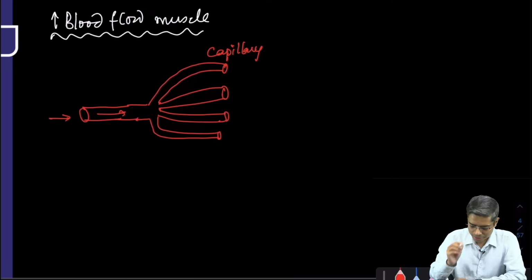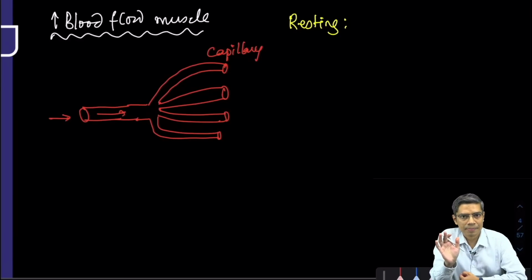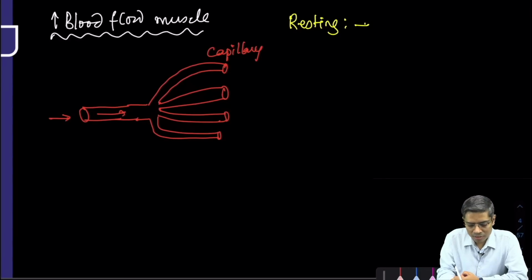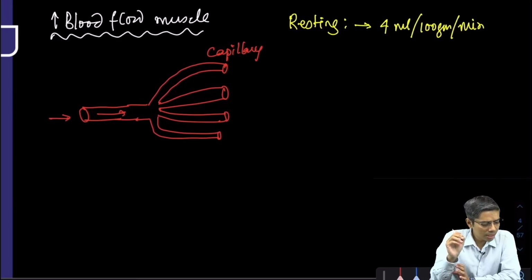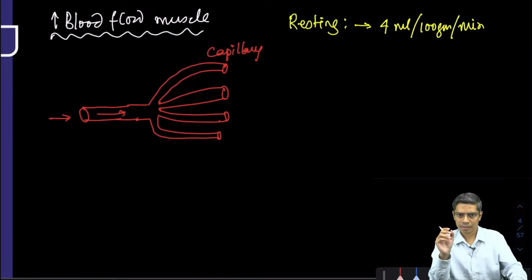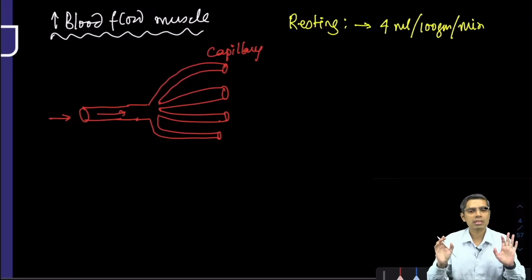In resting condition, you have to remember the value. When the muscle is not doing any exercise, the blood flow to the muscles is around 4 ml per 100 gram of muscle tissue per minute. Remember this value. Sometimes they also ask you a direct question. Guyton is saying it is 1 to 4 ml per 100 gram of tissue per minute, means this much blood flow is very less, okay. That means in resting condition muscle blood flow is very less.